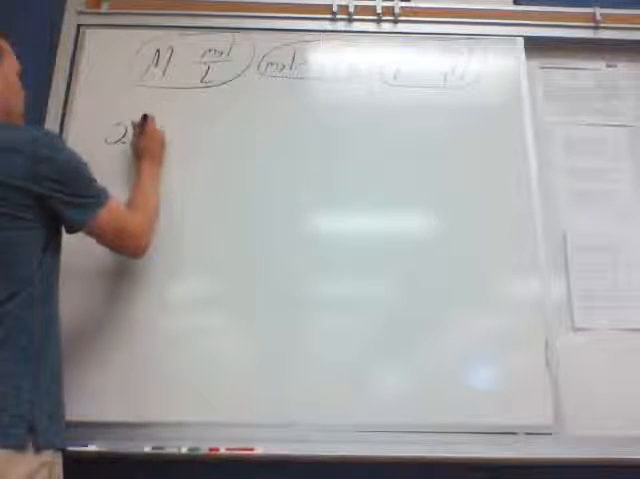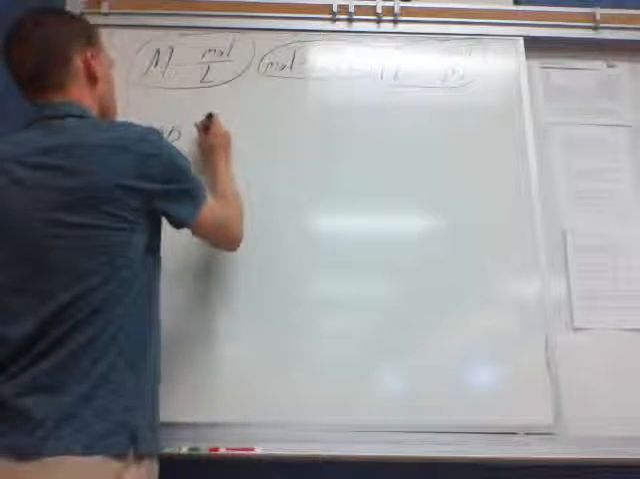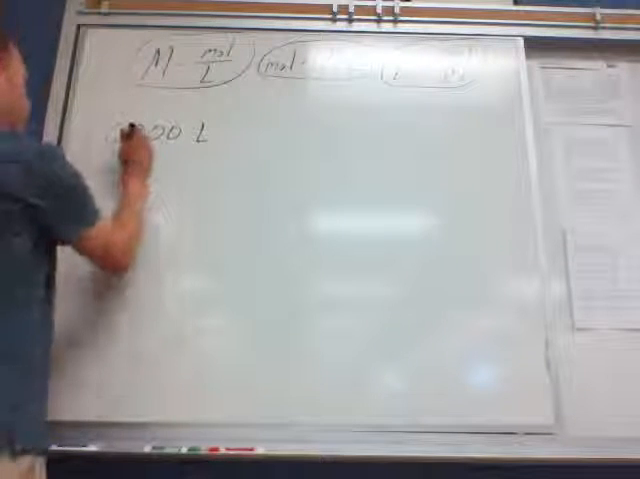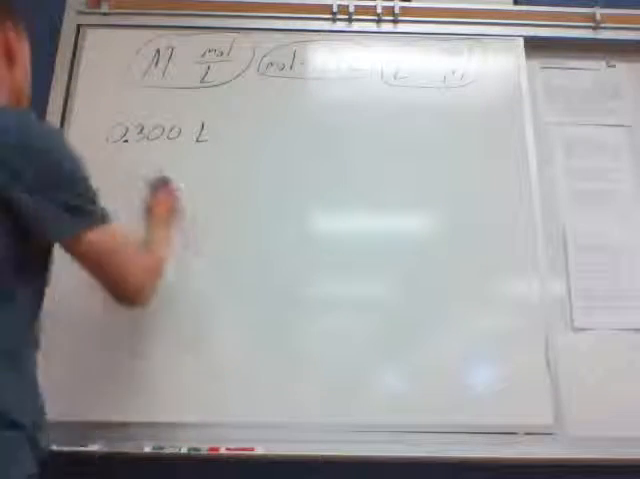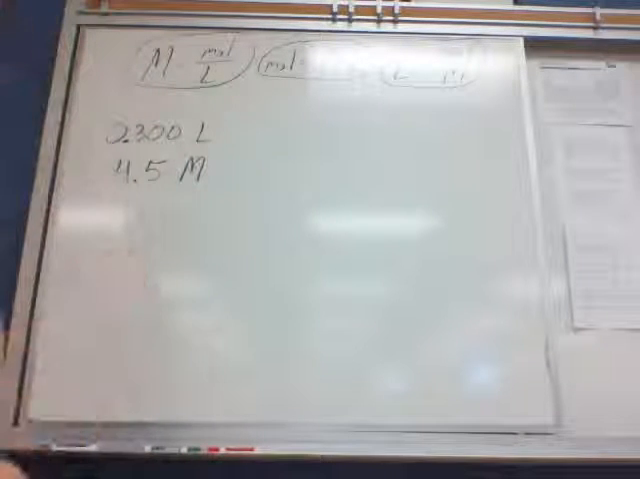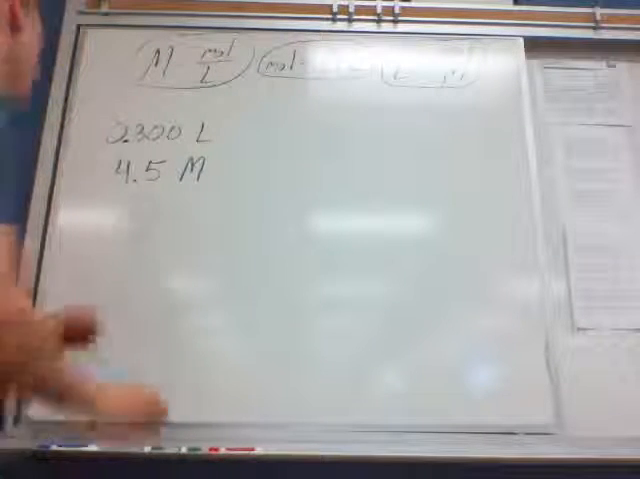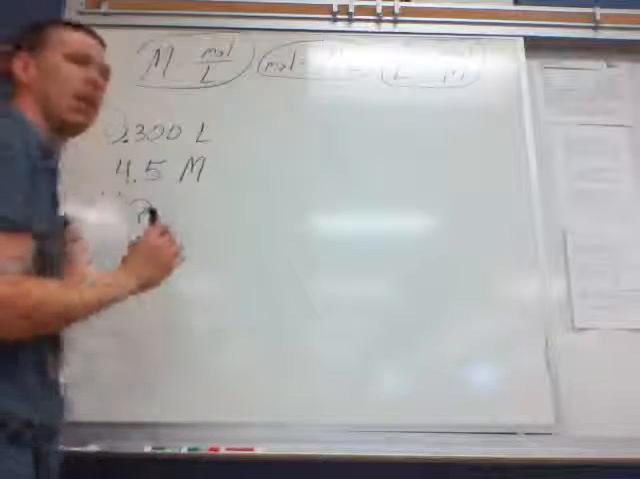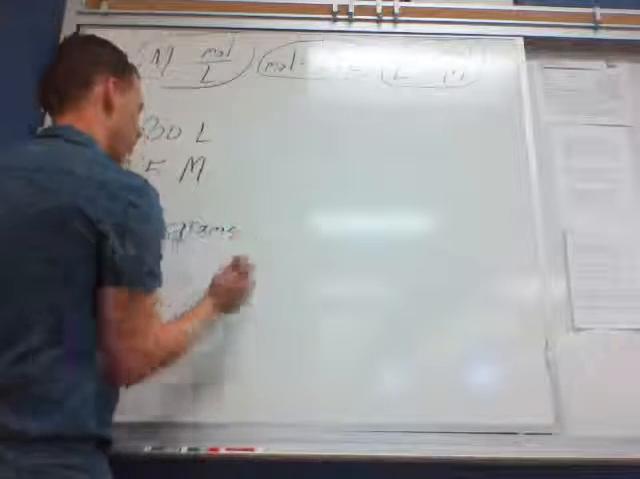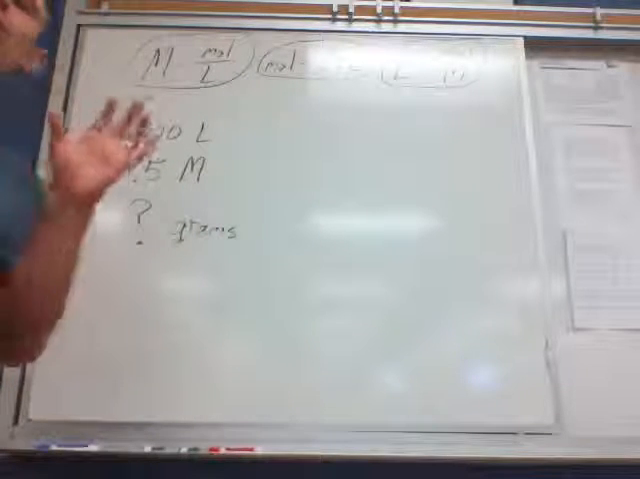I'm going to pull out the numbers. The first number I see is 0.300 liters. All right, always pull the units with them. The next number I see is 4.5 molar. And then what's it asking for? It says how many grams. All right, so there's our setup.